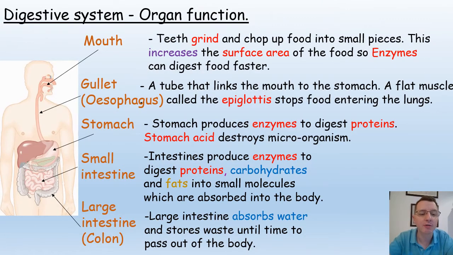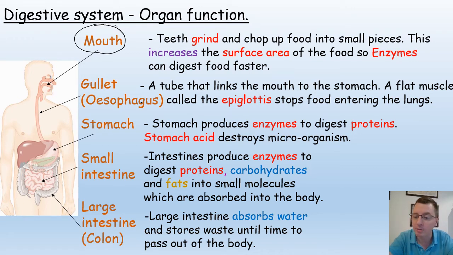So let's look at the 5 key organs of the digestive system, and we'll start in the mouth. In the mouth you have teeth that grind and chop up food into small pieces, but you might be asked in an exam to explain why. Why do the teeth do that? Well, this is to increase the surface area of the food so that enzymes can digest food faster.